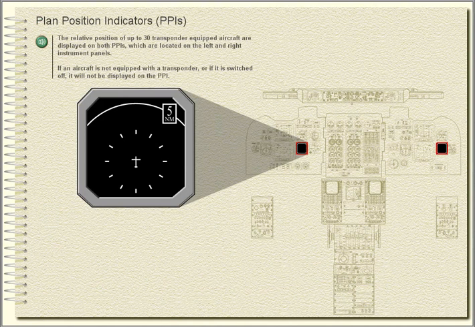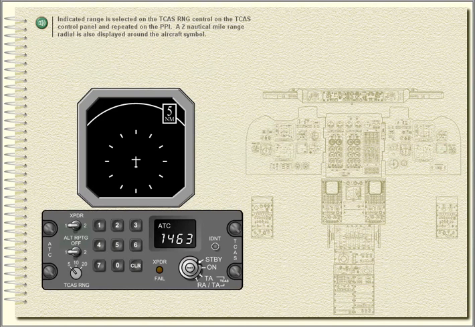Plan Position Indicators, PPIs. The relative position of up to 30 transponder-equipped aircraft are displayed on both PPIs, which are located on the left and right instrument panels. If an aircraft is not equipped with a transponder, or if it is switched off, it will not be displayed on the PPI.